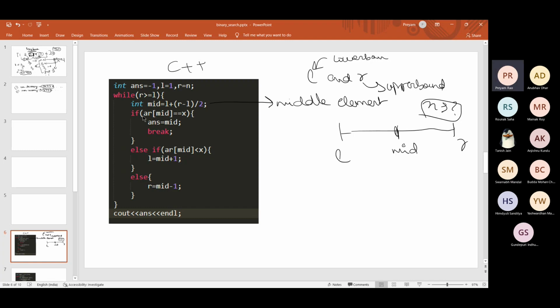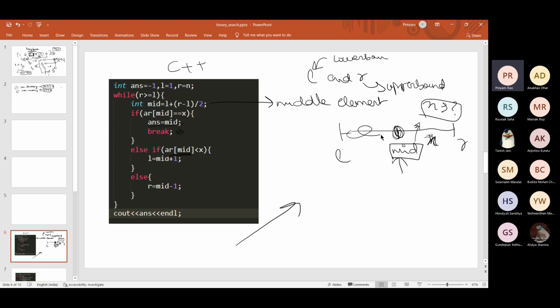So we'll check if this element is equal to the middle element, that is, if it is equal to X. If it's equal to X, then awesome, that's our answer, and we'll say answer is equal to mid and break. But if it's not equal to X, say arr[mid] is less than X, and let's assume that this array is an increasing array, then X would be at some point here.